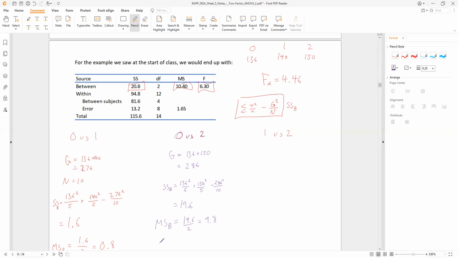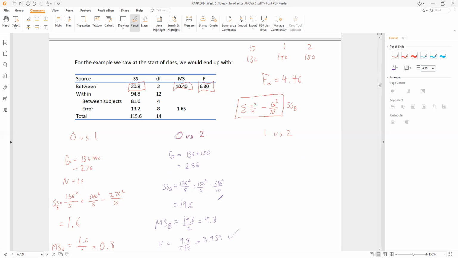And then my F is going to be 9.8 over 1.65, which is going to be 5.939, right? Which is greater than 4.46. So this is a significant difference, right? 0 versus 2 is significant. And that's what Tukey said as well, right? Tukey said that 0 versus 2 was the only significant one, right?